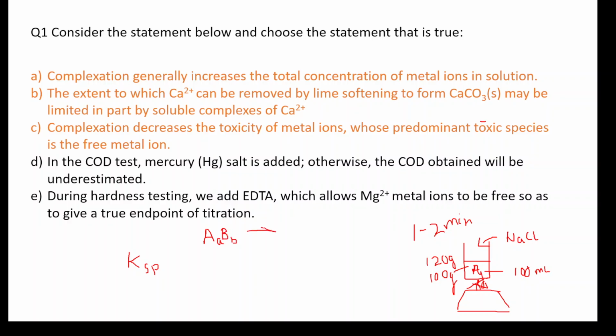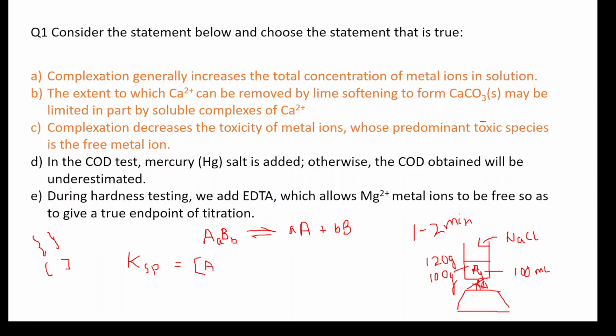AB, and it is forming A plus B. So KSP will be, and here also we can do things in terms of activity and concentration. Activity in curly brackets and concentration in square brackets. Activity will always be the correct term, but here we are taking it as an ideal solution. So we will do it in terms of concentration. That will make our task easier.